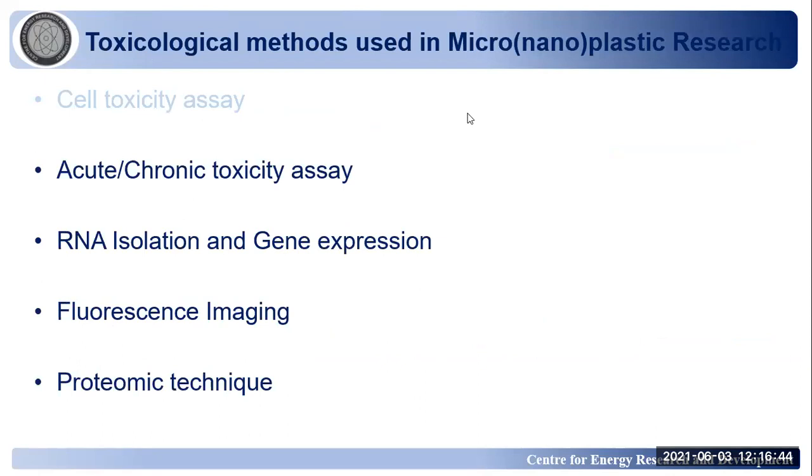Here I put the different methods that have been used in toxicological studies of microplastics. We talk about the cell toxicity assay, in which different cell lines are subjected to microplastics of different kinds, and the cell viability is examined over a period of time or at a certain time. We have the acute or chronic toxicity assay. We have the gene expression, that's gene transcription. We have fluorescent imaging and also the cytometric technique. And I will be discussing some of these techniques as regards animal models.